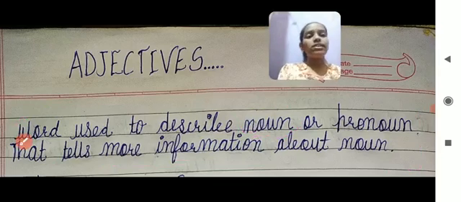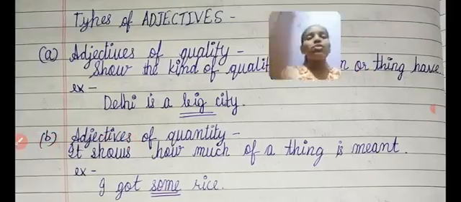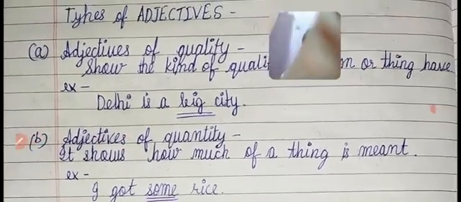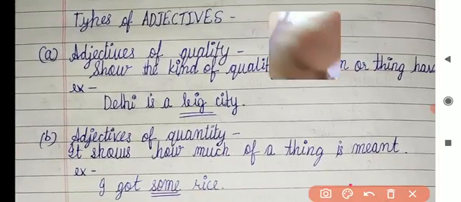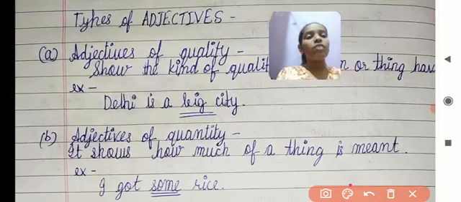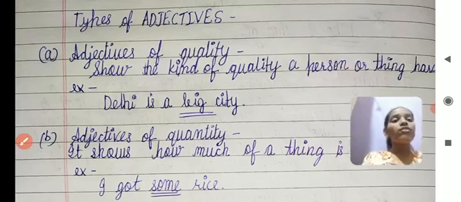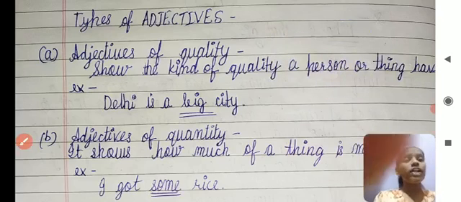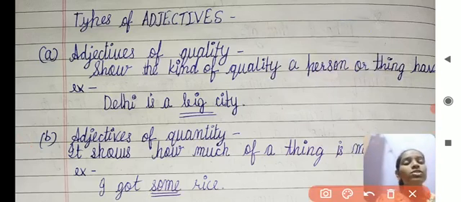Adjectives are divided into many types. There are 8 types. So let's see the first two types. First is the adjective of quality. Adjective of quality shows the kind of quality a person or a thing has. It shows what qualities the person or thing has.